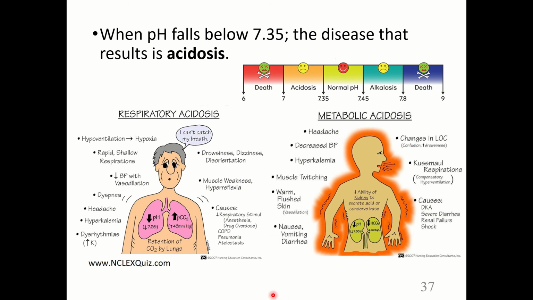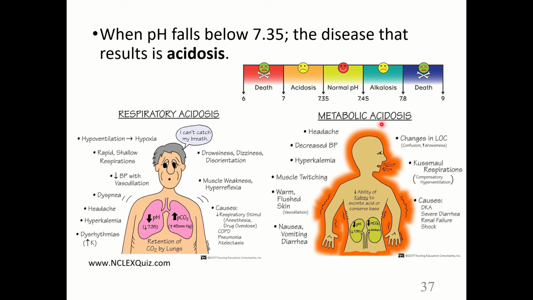Symptoms of respiratory acidosis include hypoxia, hypoventilation, meaning they can't breathe out, drowsiness, muscle weakness, a lowered blood pressure, dyspnea, meaning trouble breathing, headache, hyperkalemia, meaning too much potassium building up, and dysrhythmias, which can come with an elevated calcium or potassium. So I think hyperkalemia is potassium. My apologies. Another thing that can occur is a loss of consciousness.